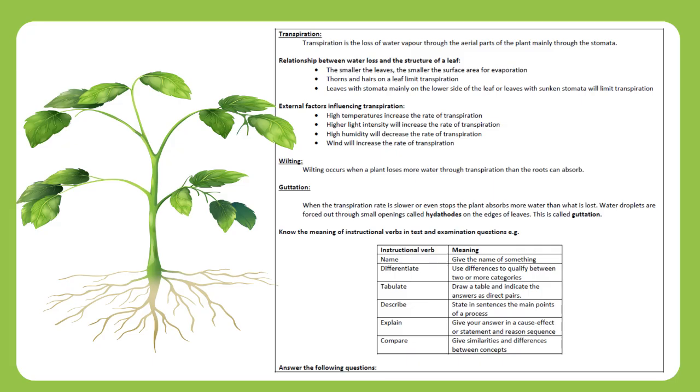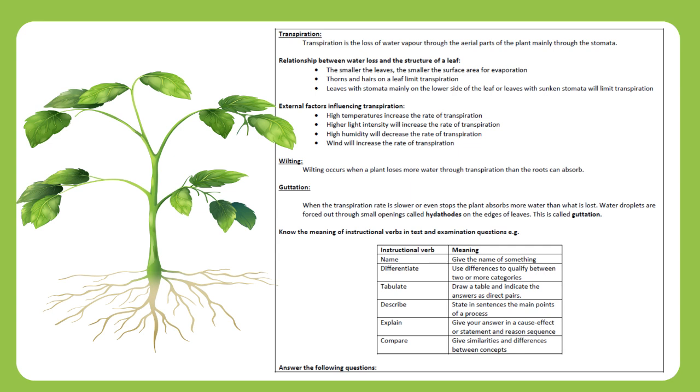Transpiration. Transpiration is the loss of water vapor through the aerial parts of the plant, mainly through the stomata. Relationship between water loss and the structure of a leaf. The smaller the leaves, the smaller the surface area for evaporation. Thorns and hairs on a leaf limit transpiration. Leaves with stomata, mainly on the lower side of the leaf, or leaves with sunken stomata, will limit transpiration.